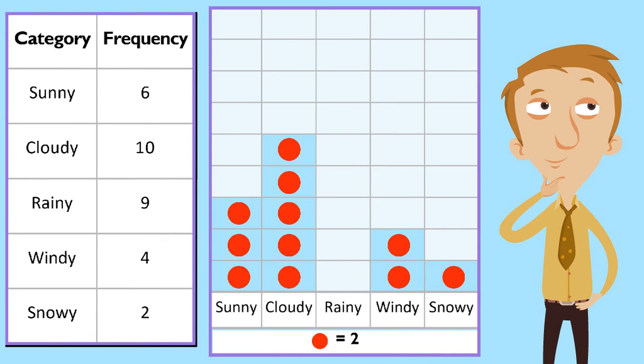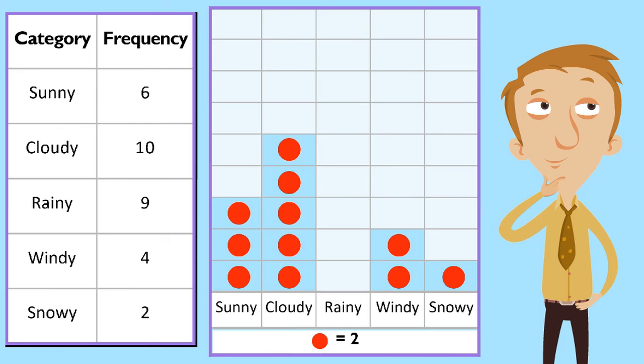Well, hopefully all of you were able to fill in the sunny weather, the cloudy weather, the windy weather, and the snowy weather, because we did them in the last lesson. However, rainy weather is a bit tricky on this one. We can't count up in 2s up to 9. So, what do we do? We have to use each symbol is equal to 2.